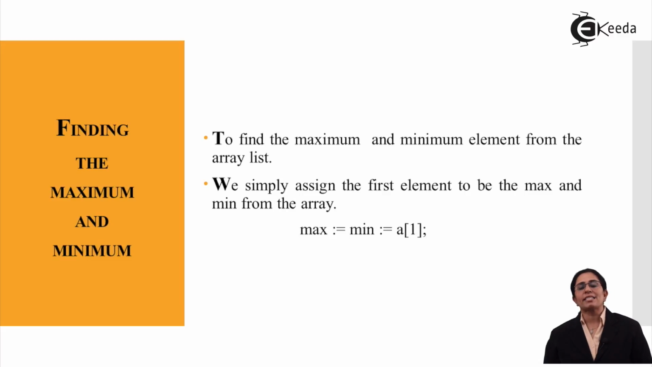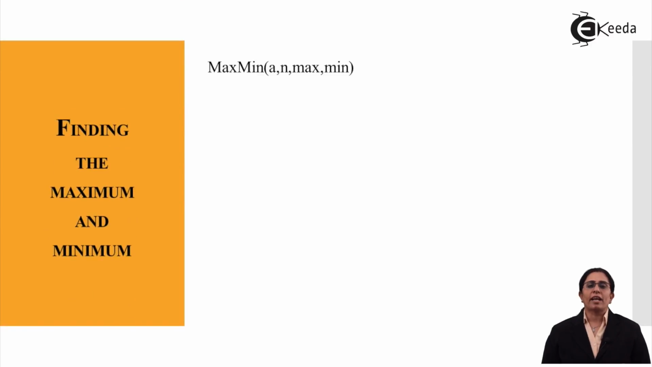If my array is of size 10 and I start my array index at location 1, then A[1], the first element of my array, I assign to the variables max and min. Now let's see what happens when I write a simple function for finding the minimum and the maximum element from the array list. As you see, the name of the function is defined as MaxMin. That is a very significant way of defining a function.